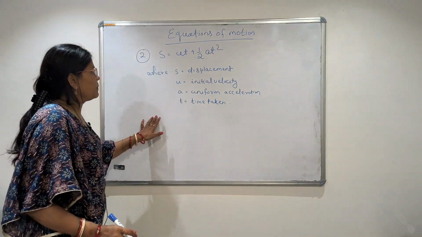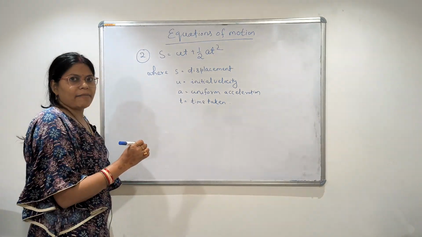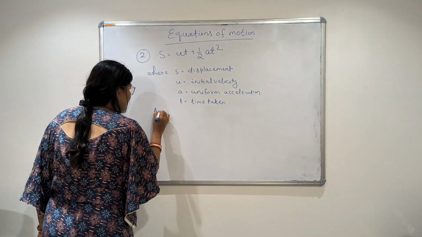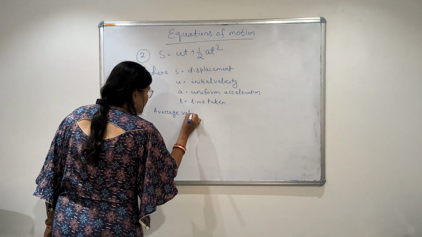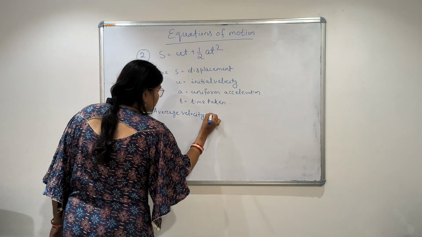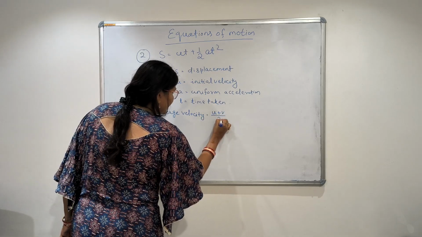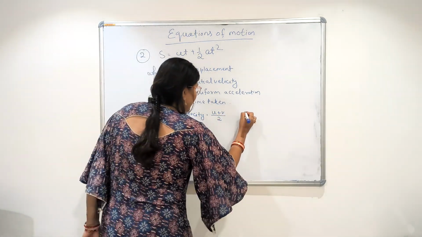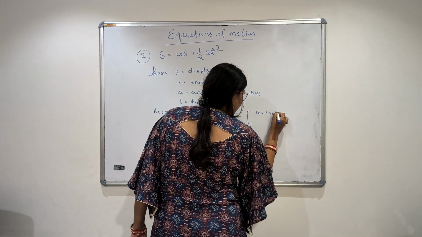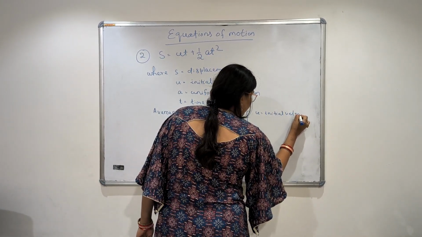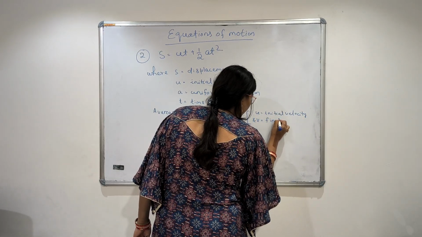So how to prove it? First of all, we know that average velocity is equal to initial velocity plus final velocity divided by 2. So here u is equal to initial velocity and v is equal to final velocity.